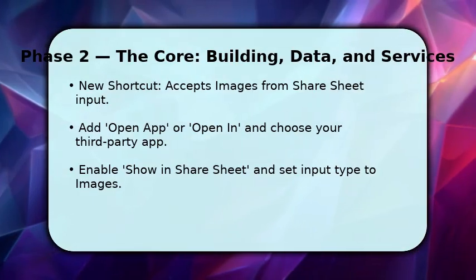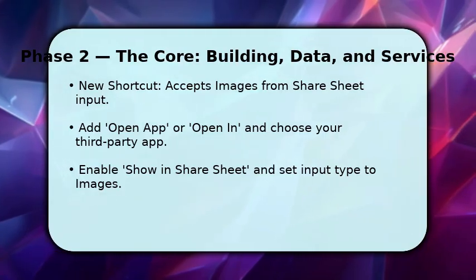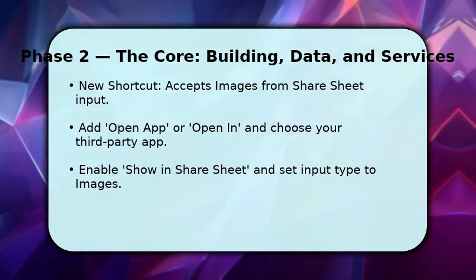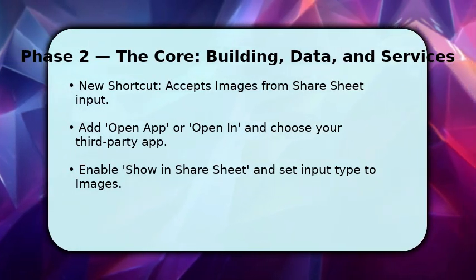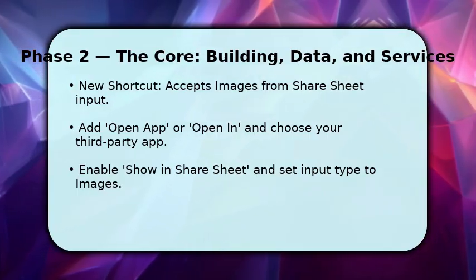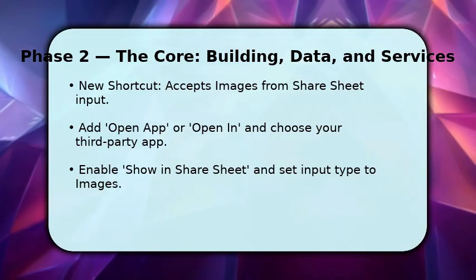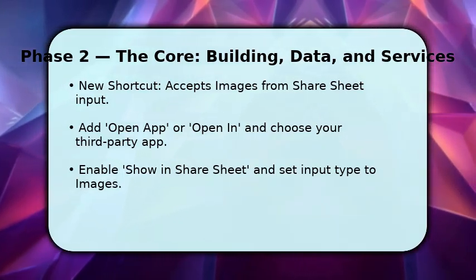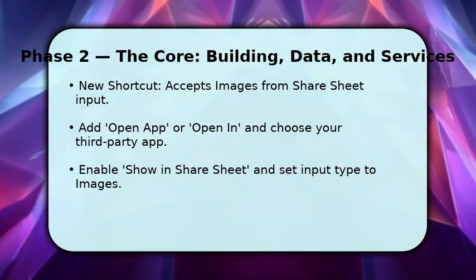Now build the shortcut. Create a new shortcut that accepts images from the share sheet, then add the action that opens the selected image in your chosen app. Use Open App or a direct open in action, and pick the third-party photo app. Configure the shortcut to show in the share sheet and limit accepted input to images so it appears when you tap Share inside Photos. This middle step wires Photos to call the other app on demand.